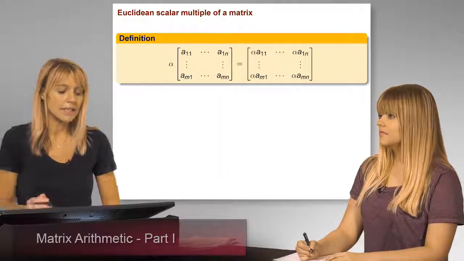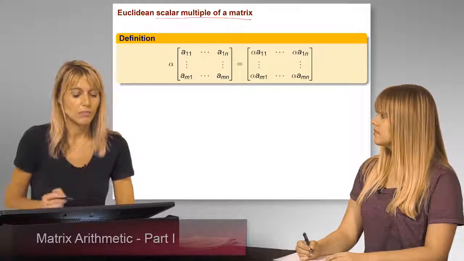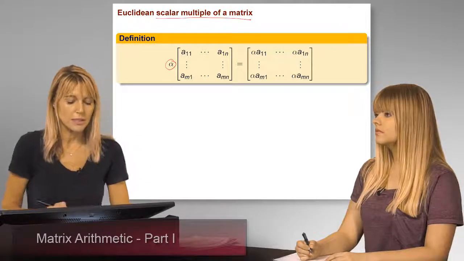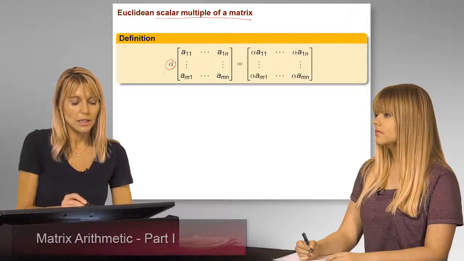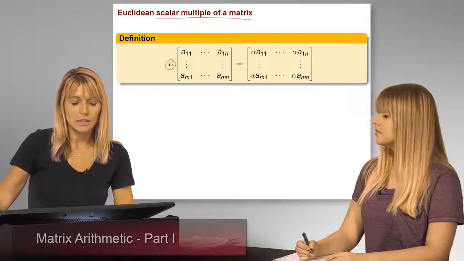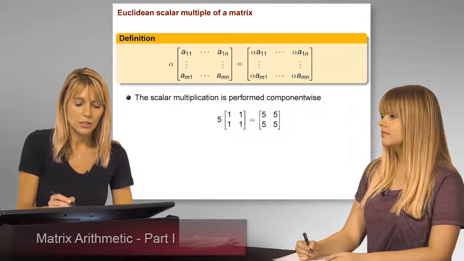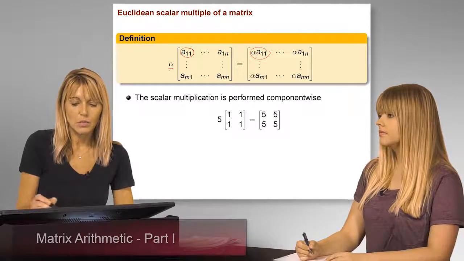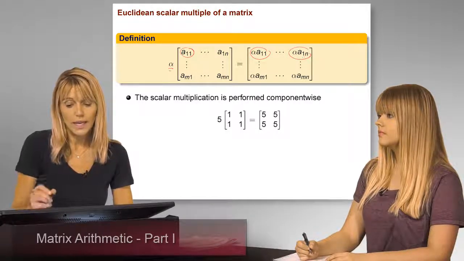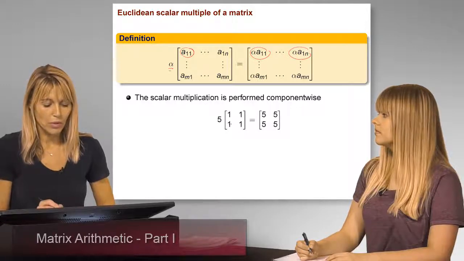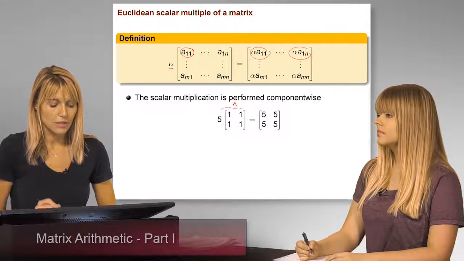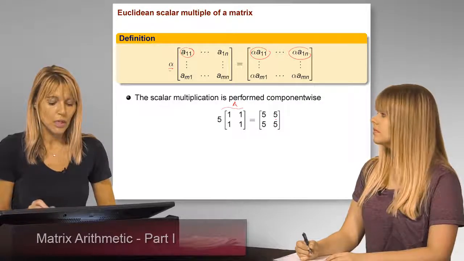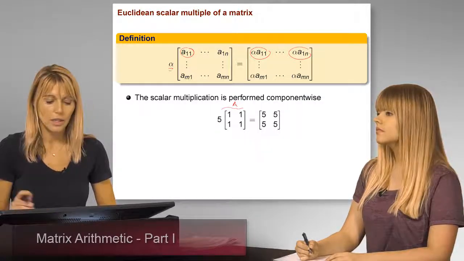All right, now let's look at how to compute a scalar multiple of a matrix. So alpha is a scalar here, which simply means a number. And the multiplication is done, again, component-wise. So we take each entry of the matrix A and we multiply by alpha. So alpha A11, alpha A1n, and so on. So here's an easy example. The matrix A has all entries equal to 1. We multiply by alpha equals 5. And of course, we get a matrix with entries all equal to 5.